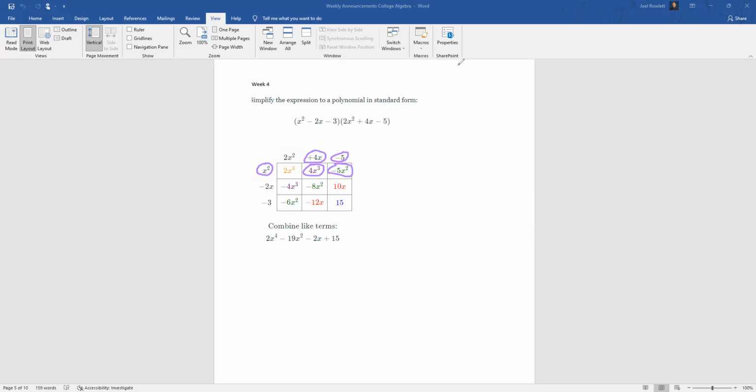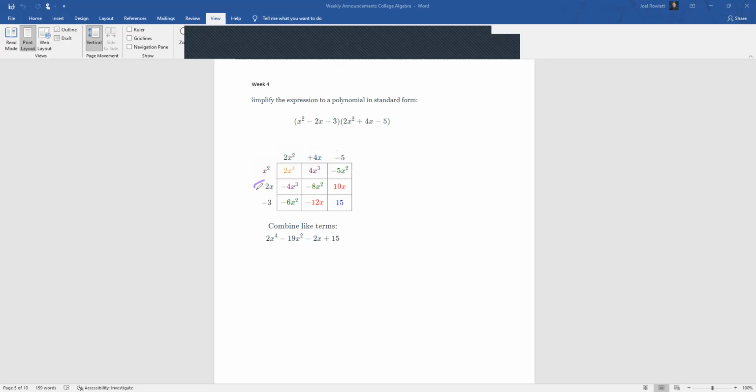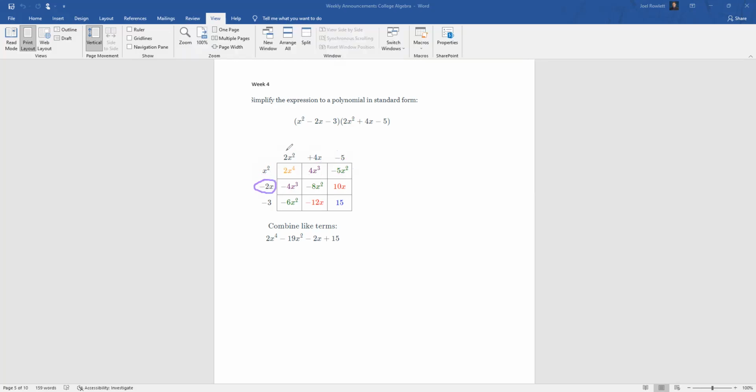Once we finish that part of the box, we just go down and we will take the negative 2x and we will multiply the negative 2x by each of the column headers here. And once we do that, that will give us, let's see, we have negative 2x times 2x squared. That's going to be negative 4x to the power of 3 in this box. Negative 2x times 4x is negative 8x squared. And we have negative 2x times negative 5, which gives us a positive 10x here. So that finishes the first 2 rows.